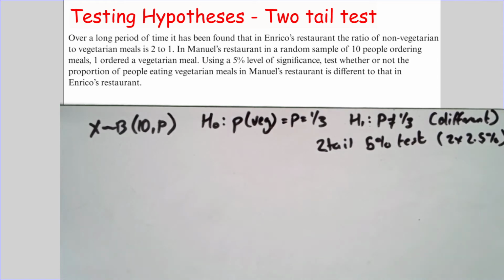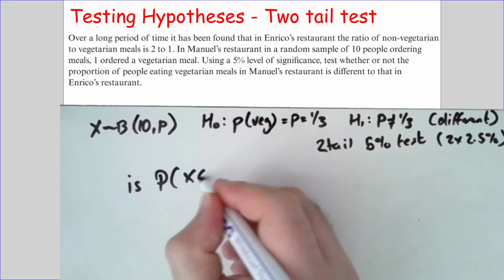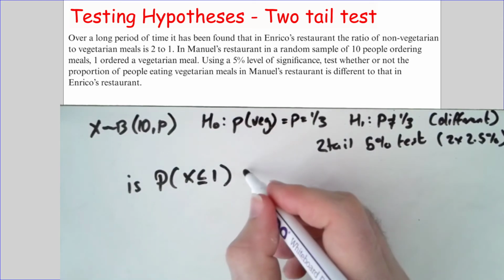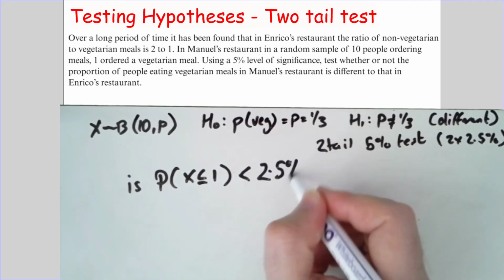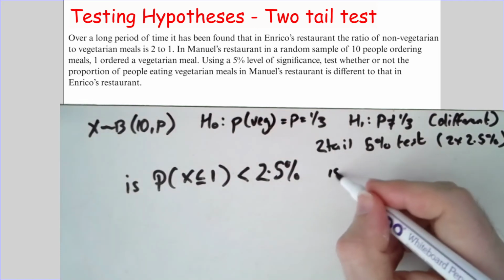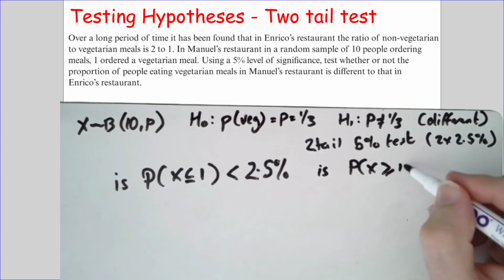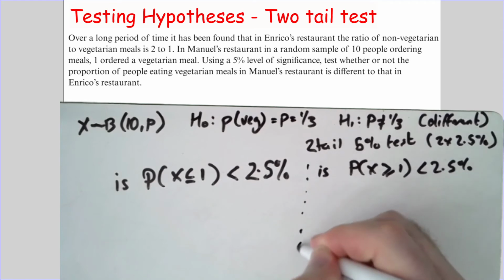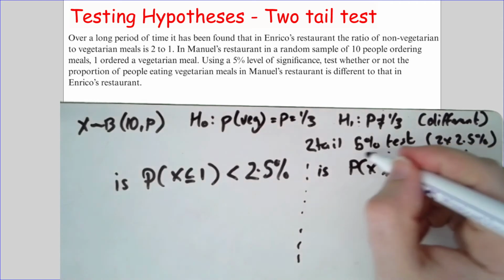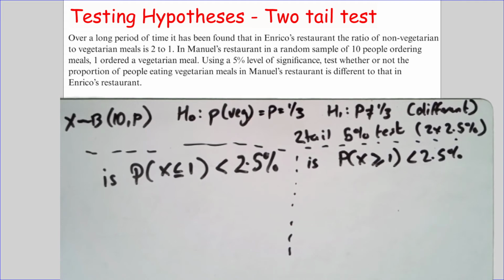So basically what we're trying to do is work out, is probability x is less than or equal to 1 less than 2.5% for the lower tail, and is probability x is greater than or equal to 1 less than 2.5%. So these, if you think about it, are our two tails. This is basically like doing both of the one-tail tests, but with half the significance for each of them.